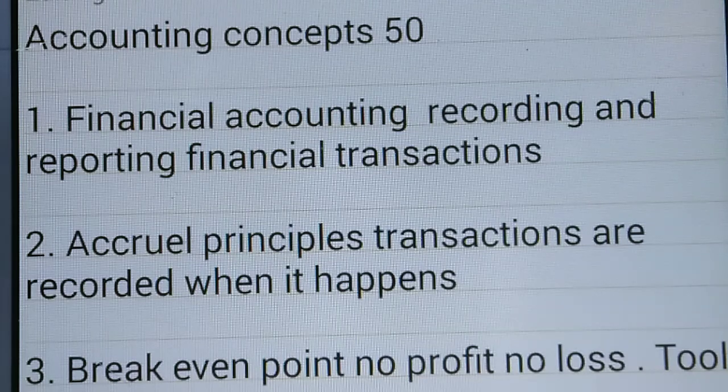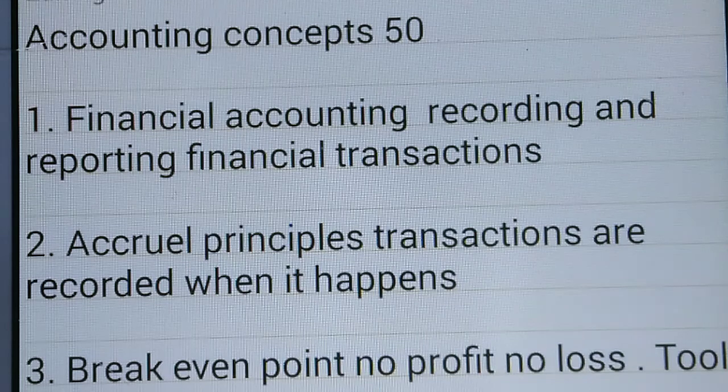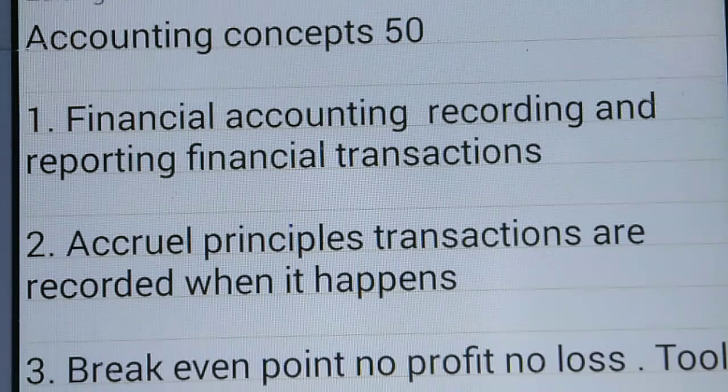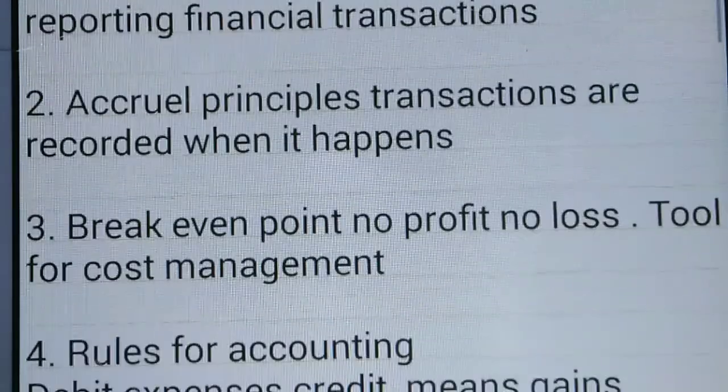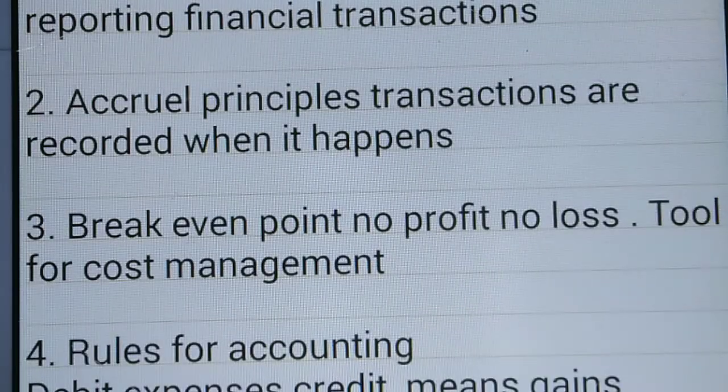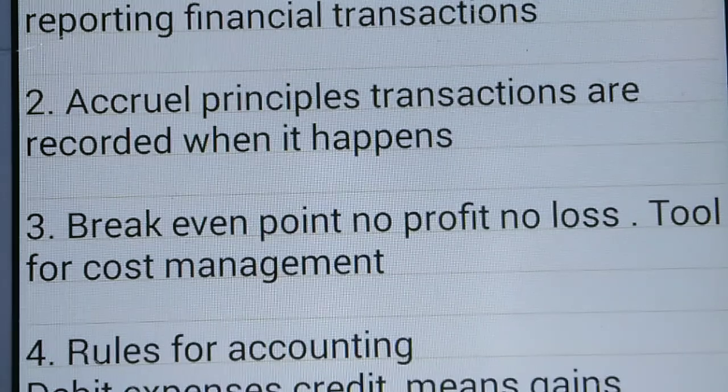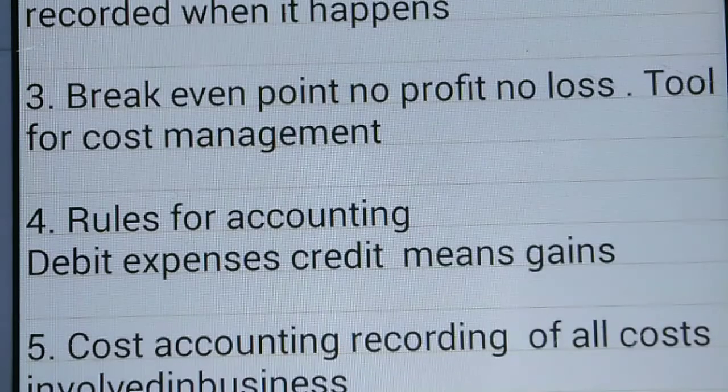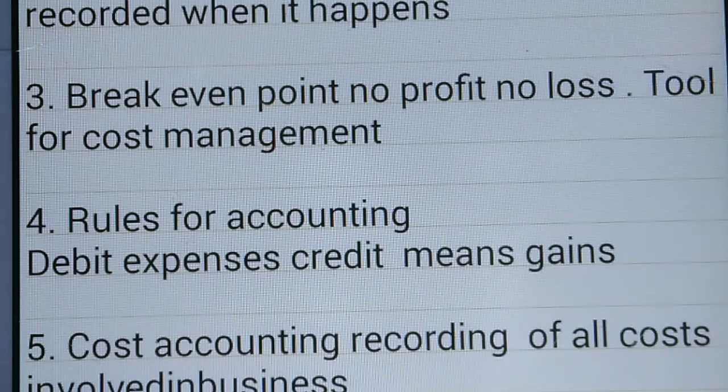Today we have a discussion on basic accounts concepts, which are used for business and commerce students. Financial accounting, that is recording and reporting financial transactions. Accrual principles, the transactions are recorded when they happen. Break even point, no profit, no loss.